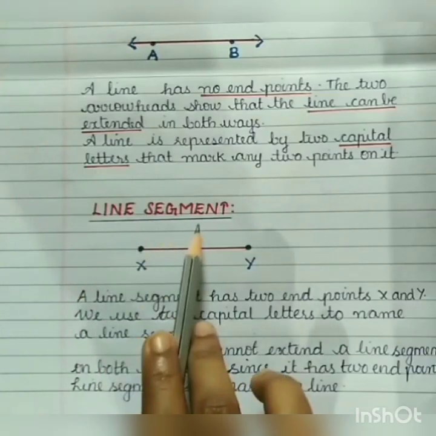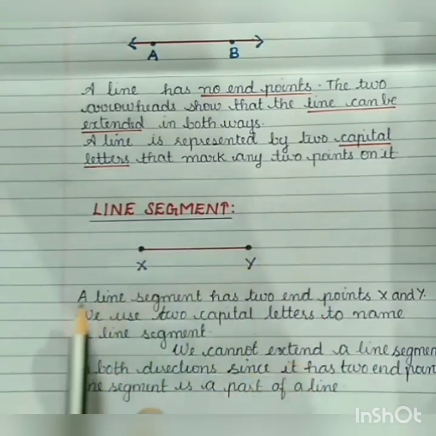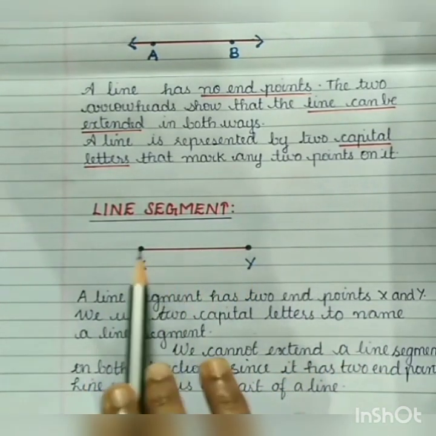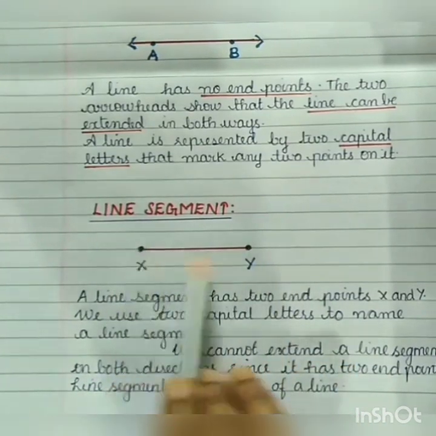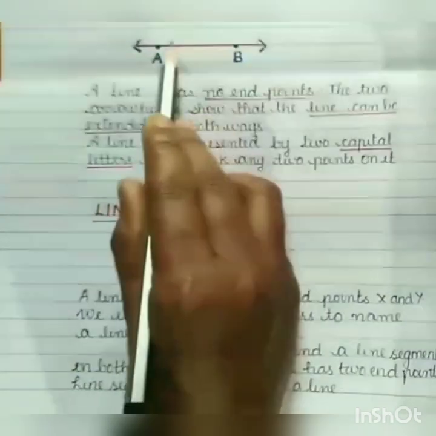Next one is line segment. A line segment has two endpoints, X and Y. We use capital letters to name a line segment. We cannot extend a line segment in both directions since it has two endpoints. And a line segment is also a part of a line.